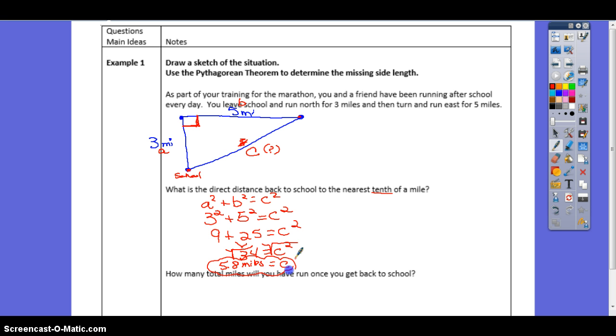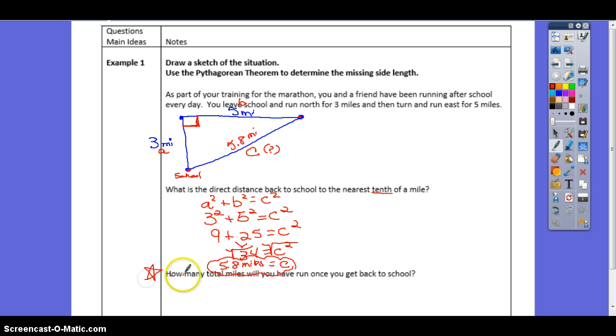There we have our final answer here. Does that make sense? So go up here and label this 5.8 miles. Does that make sense? Yes. Because the hypotenuse has to be the what? Longest. The longest side, and it is. Are we done? Yes. No?